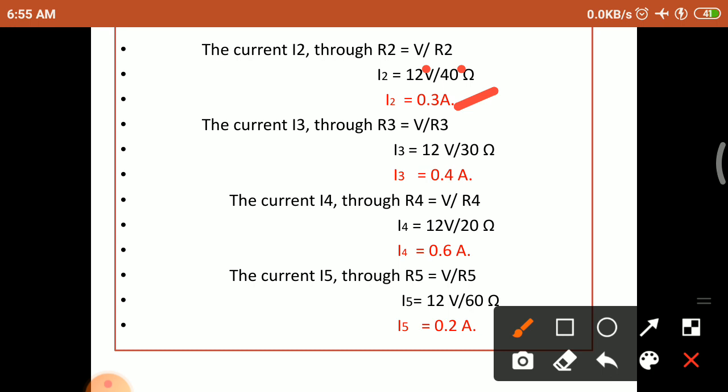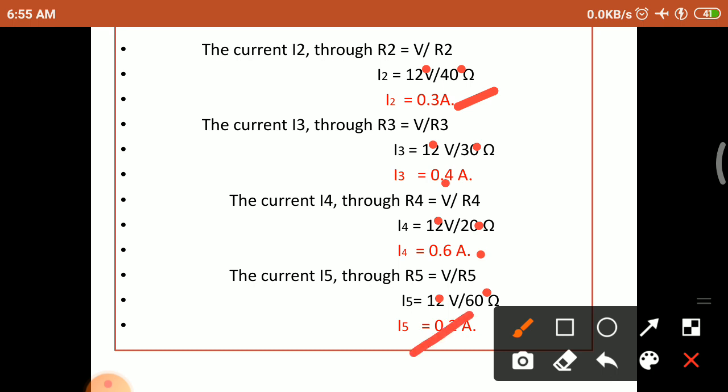The current I3 through R3 equal to V by R3. The value of V is 12, the value of R3 is 30. 12 by 30 is 0.4 ampere. The current I4 through R4, so V by R4. The value of V is 12, the value of R4 is 20. 12 by 20, you get 0.6 ampere. The current I5 through R5 equal to V by R5. The value of V is 12, the value of R5 is 60. If you divide 12 by 60, you get 0.2 ampere.